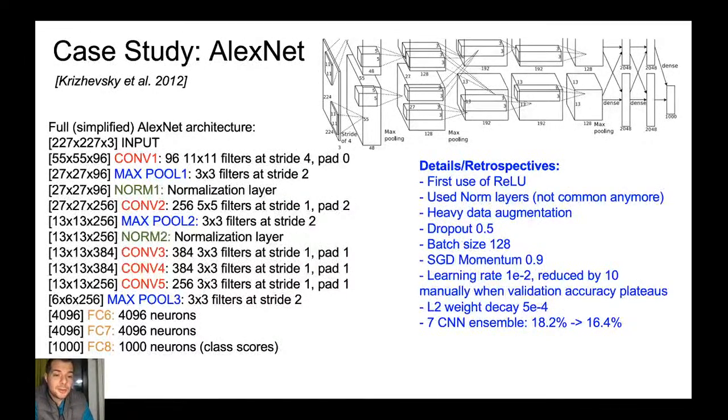Some important aspects is that this was the first use of rectified linear units in deep neural networks. They also used normalization layers, which are no longer used in more recent architectures. They used a lot of data augmentation to improve results. They also used dropout in their network. They used the batch size of 128 images. They applied stochastic gradient descent with momentum using the momentum rate of 0.9.